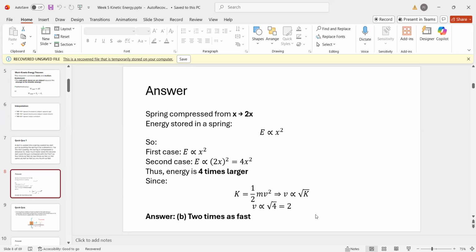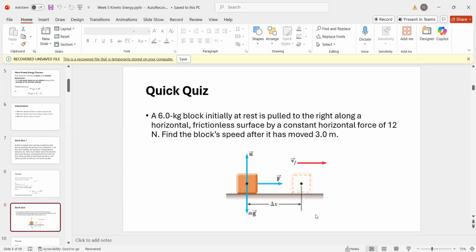So the square root of the K is what? Is what we have found here, 4. So that is 4, and the square root of 4 will give you what? 2. Are you okay? Yes, sir. All right. So now let's look at this question.